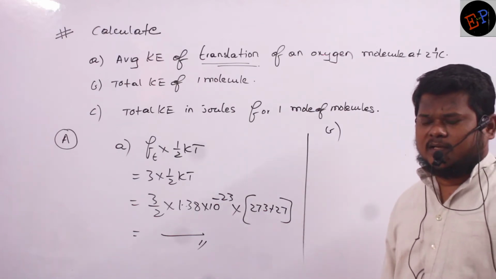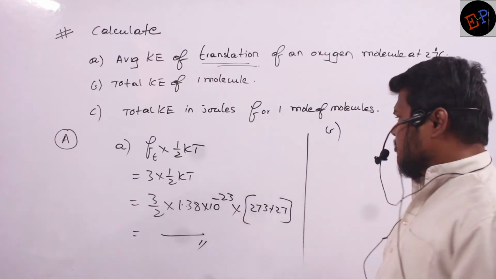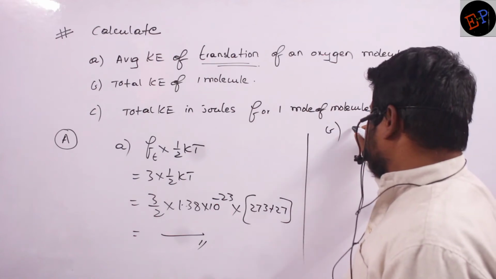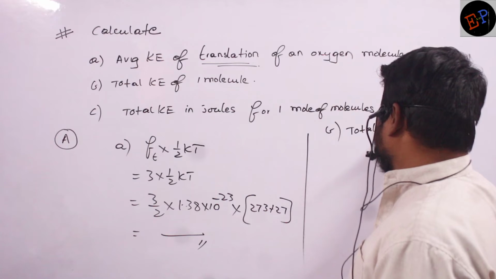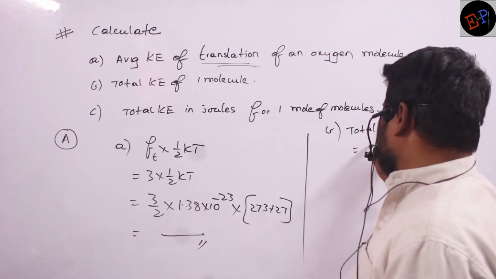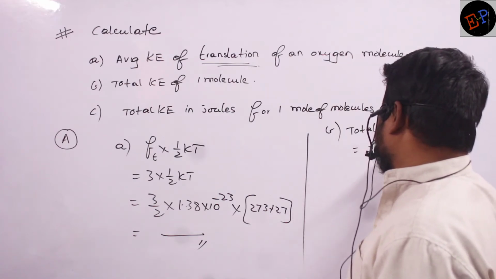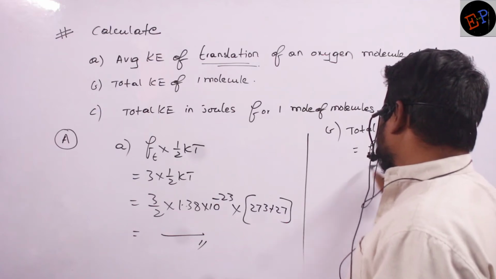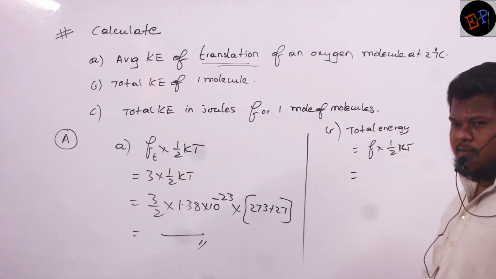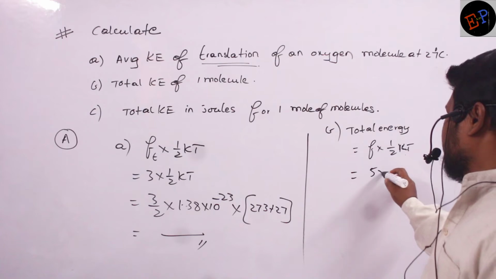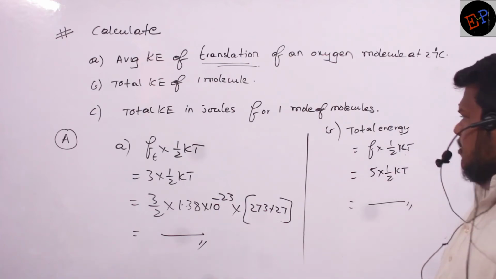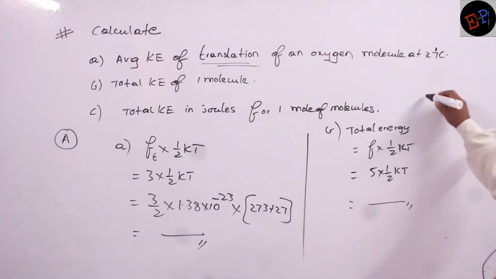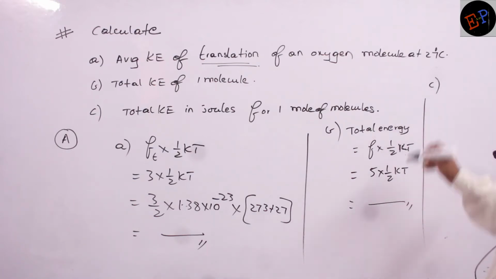Similarly, total kinetic energy means rotational as well as translational, both we have to consider. So for the second one, total energy is F into half kT. But oxygen is a diatomic molecule, so the number of degrees of freedom will be 5. So 5 into half kT. Substitute the k value and T value, and you will get the next answer. Clear?